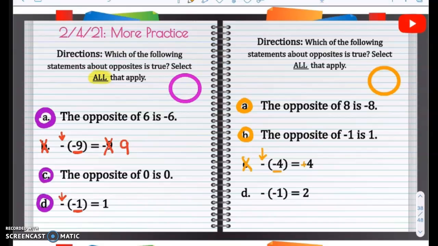How about the opposite of -1? That's +1, not 2. So our only two correct answers there are going to be A and B. Great job for that one.